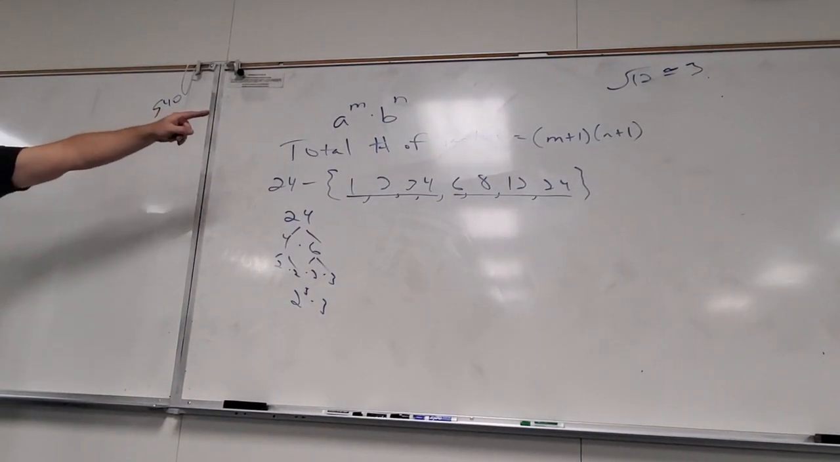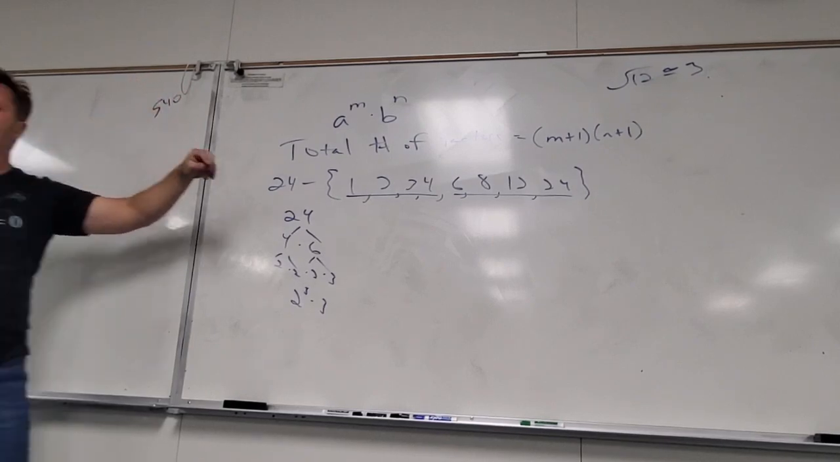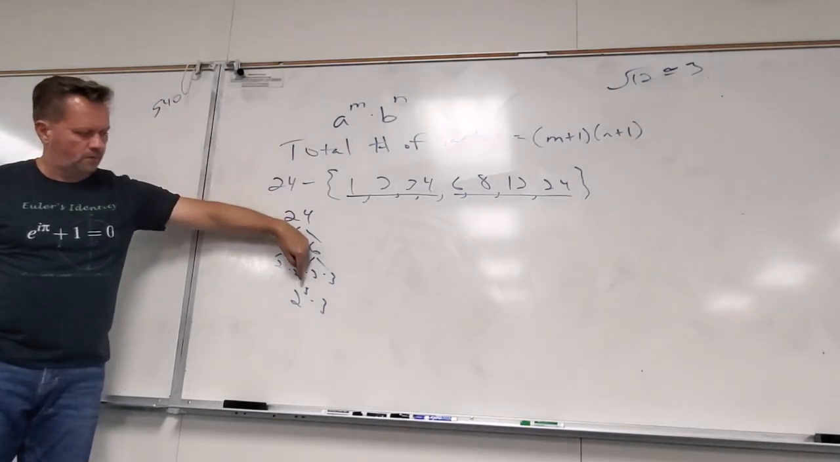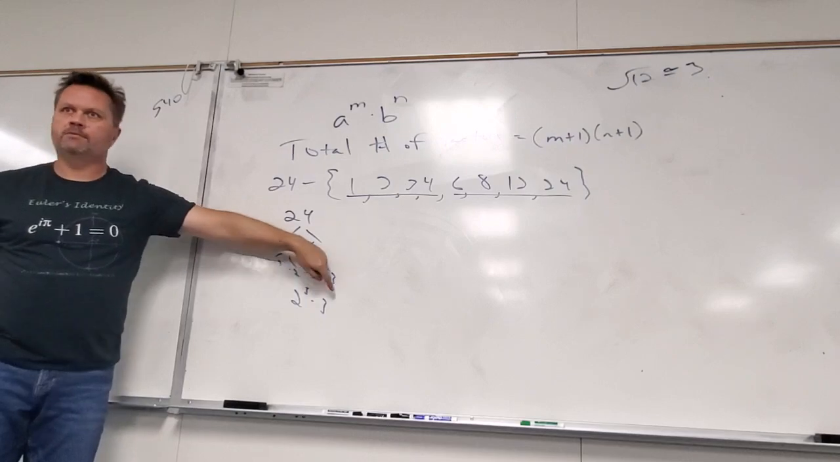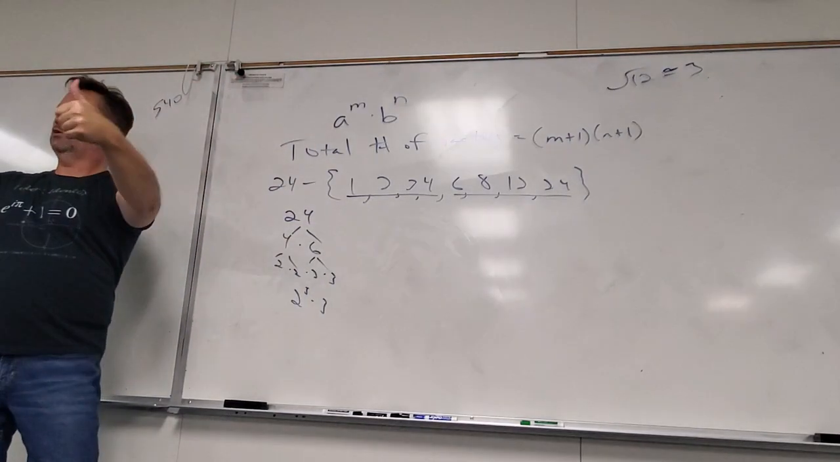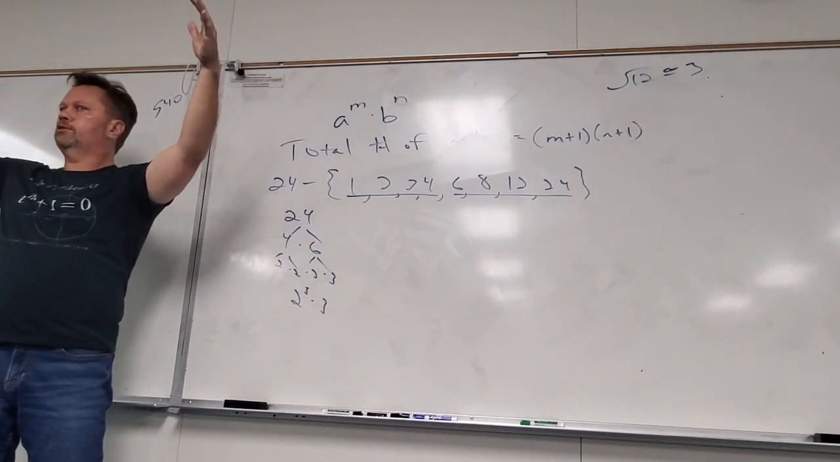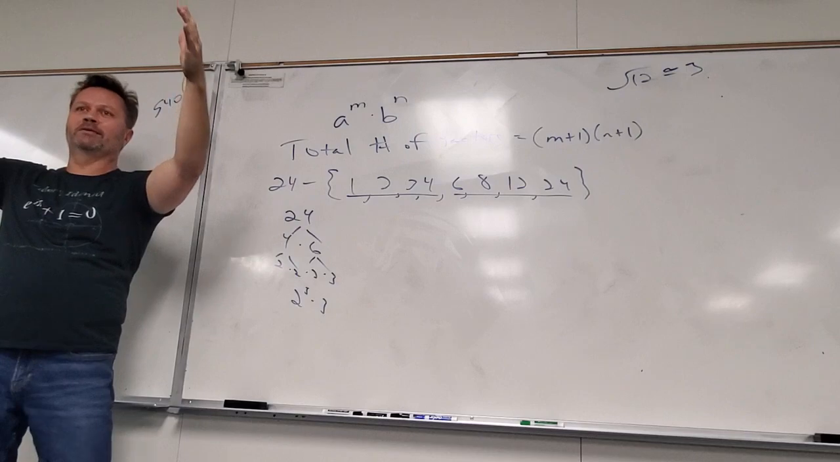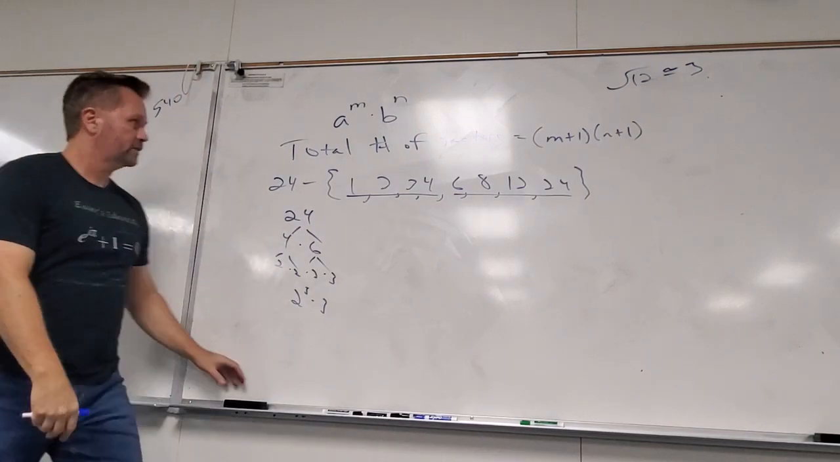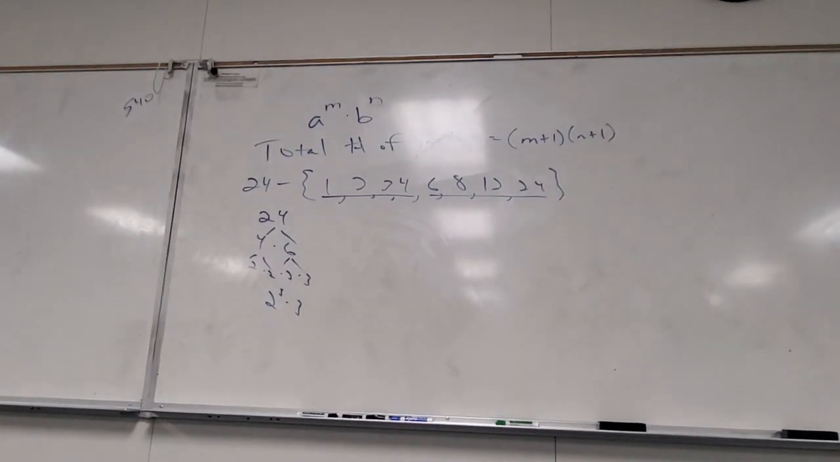So if I apply the little theorem up there, how many factors would we predict? 1 more than 3 times 1 more than 1. 4 times 2, 8. So we have a way to predict the total number of factors that should show up. What was that number? 540. Okay, let's look at 540.